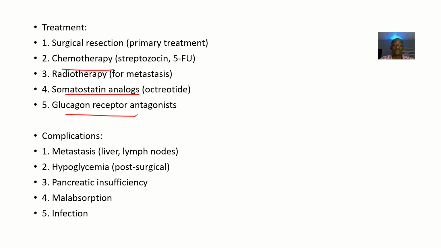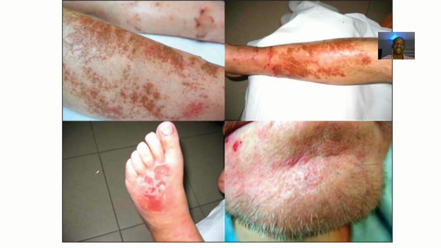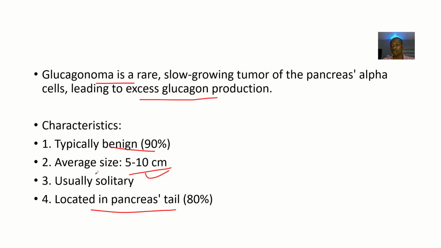Right? The complications, it could actually lead to metastasis, right? That's spreading, right? Then it could lead to all the glucose in the body, or most of the glucose in the body, being used up, resulting in a low glucose state in the body, right? That's hypoglycemia, all right? Then pancreatic insufficiency, malabsorption, and infections, right? So that's it for glucagonoma.